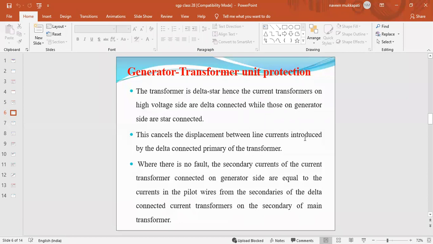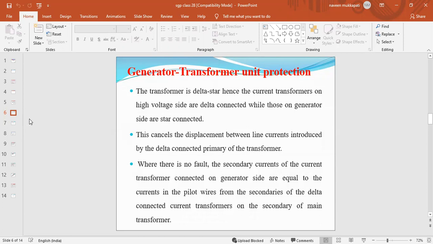If there is no fault, that means the no fault condition, the secondary currents of the current transformers connected on the generator side are equal to the currents in the pilot wires from the secondaries of the delta connected current transformers on the secondary side of that main transformer.